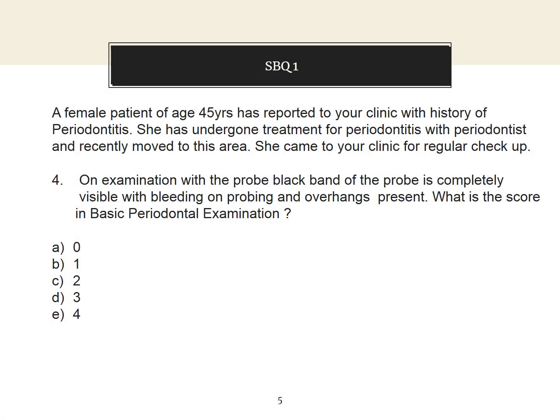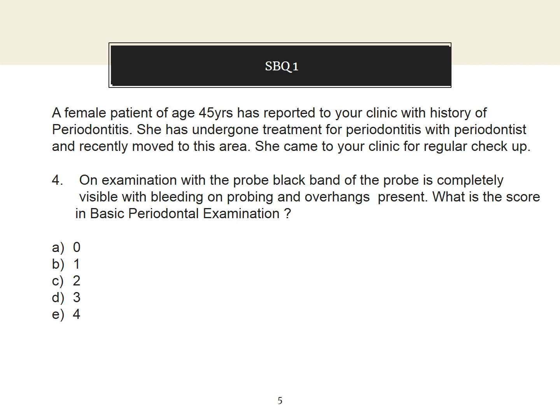And the fourth question is, on examination with the probe, the black band of the probe is completely visible with bleeding on probing and overhangs are present. What is the score in basic periodontal examination? So here it is mentioned on examination. So this is related to the scenario.